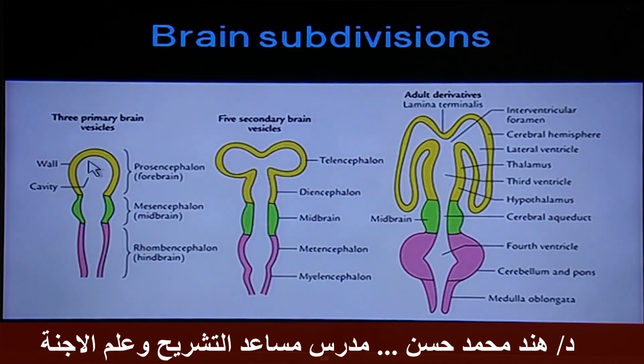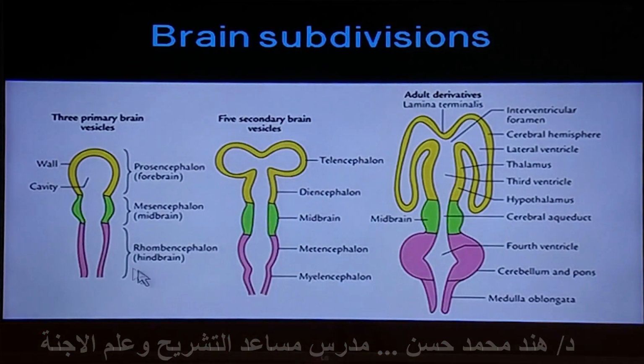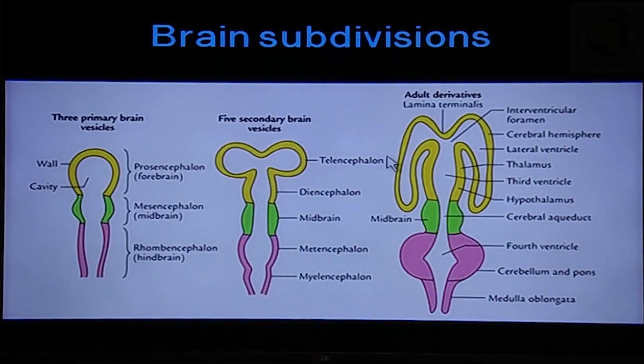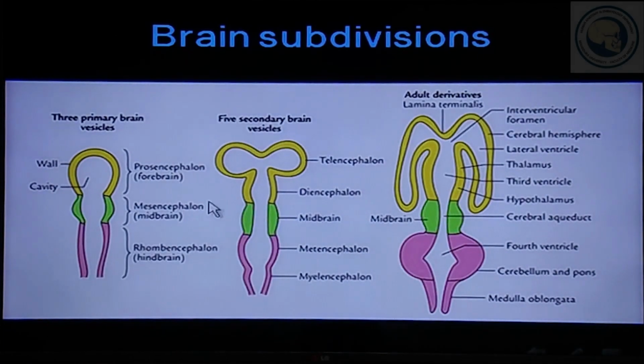Later on, these vesicles divide to be 5 secondary brain vesicles. Prosencephalon will be telencephalon and diencephalon. Mesencephalon will be the midbrain, while the rhombencephalon will give metencephalon and myelencephalon. What about the adult derivatives of these 5 secondary brain vesicles?